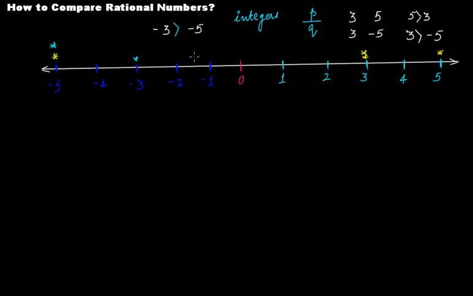And again, if you watch it on a number line, minus 3 comes towards the right of minus 5. So again, minus 3 is greater than minus 5. Okay. Now let's move to fractions.